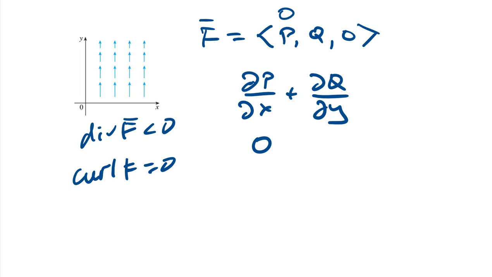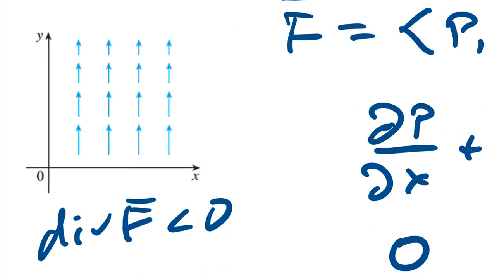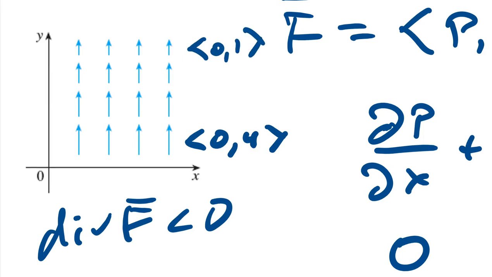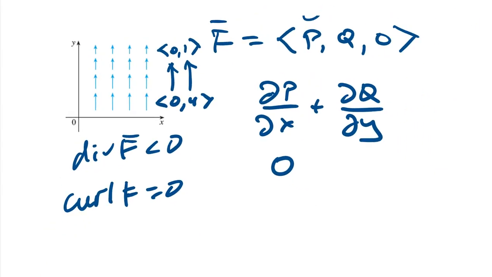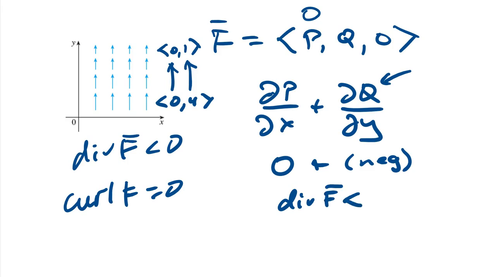Q, what's going on with the y values going in the y direction, going up? Well, it looks like the y values are getting smaller. So for example, this one here could be 0, 4, and this one up here could be 0, 1. Of course the p values aren't doing anything, but the q's are. Q's are getting smaller. So the change in q with respect to y, remember q is the y coordinate of the vector field, is going to be something that's negative. So the divergence is negative. Divergence of f is less than 0.